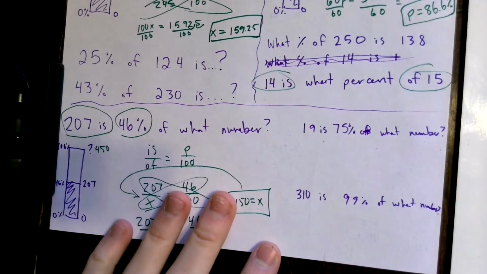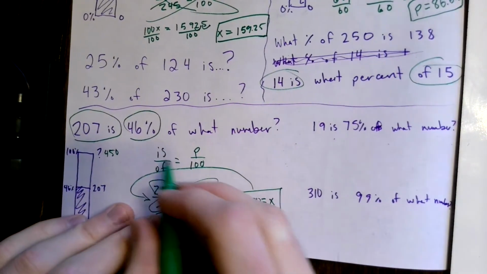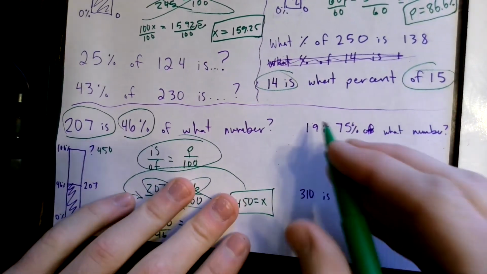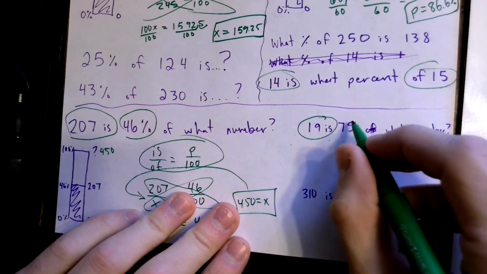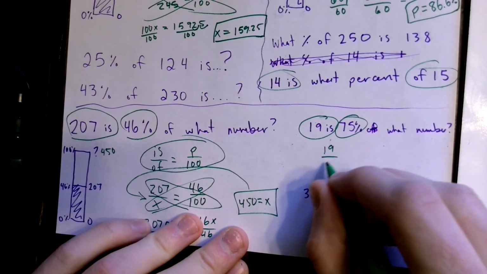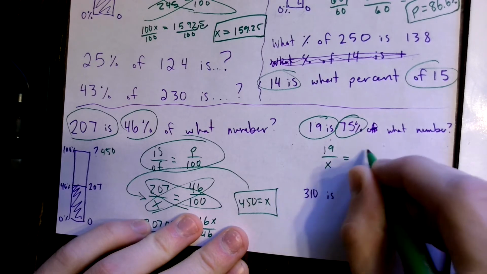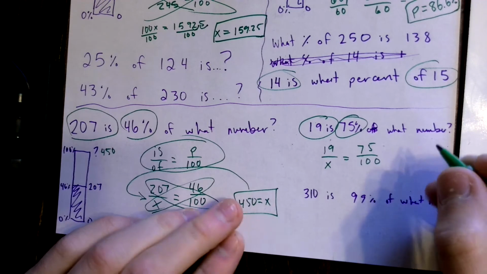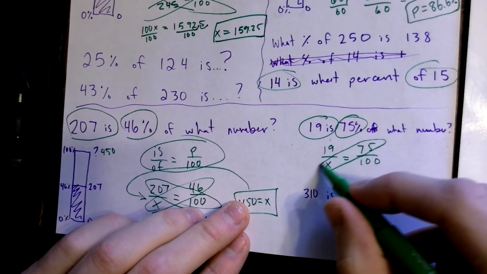We're ready to do some more problems here. Let's send it. We've got our is and of formula right here. They tell us 19 is 75%. Okay, I got my is, 19. Don't have my of, 75% out of 100. I know that 100 is always going to be there.